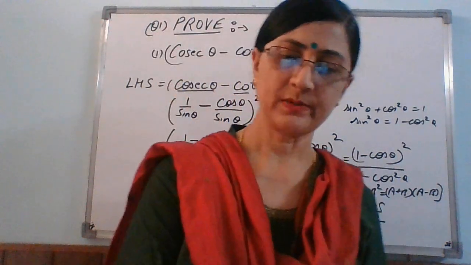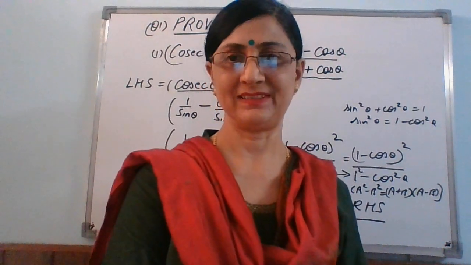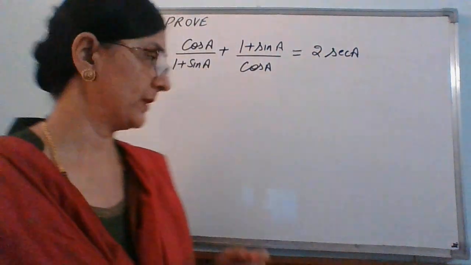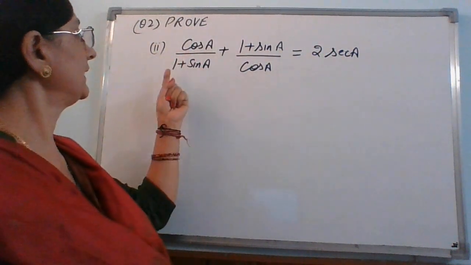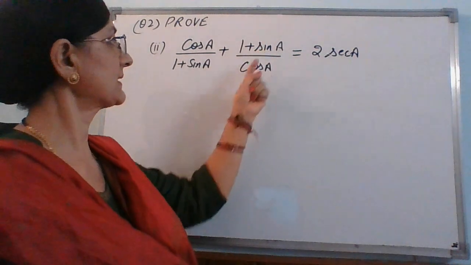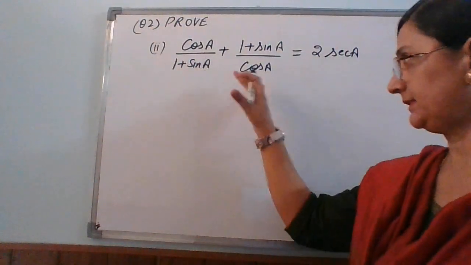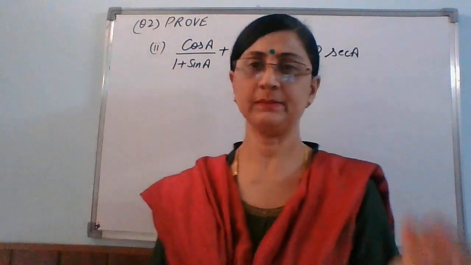So now we'll be doing the next question, another question of NCERT only. Okay, students, let us do the next question. Right now we have to prove that cos A upon 1 plus sin A plus 1 plus sin A upon cos A is equal to 2 secant A. So what we have on the left hand side seems to be very complicated, but it is not.